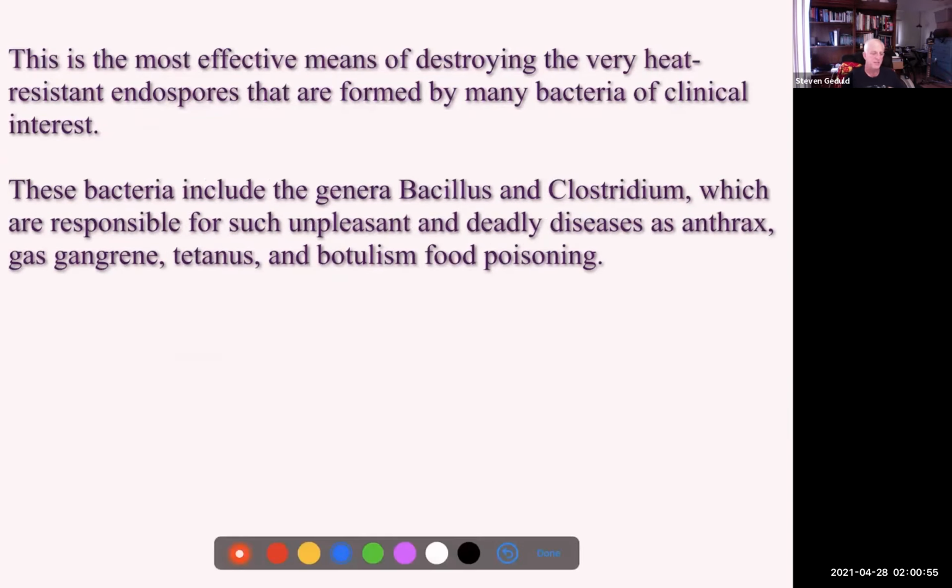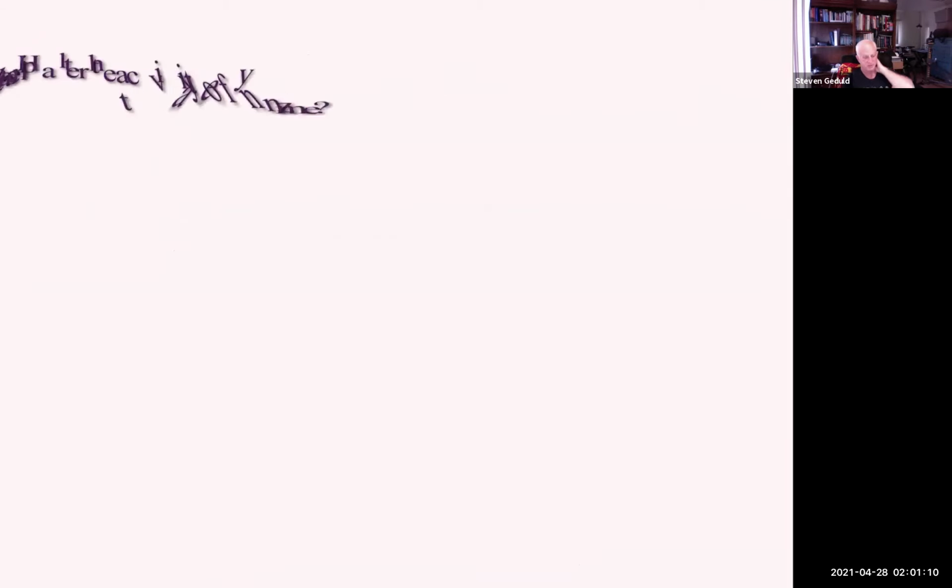These bacteria include the genera Bacillus and Clostridium, which are responsible for unpleasant and deadly diseases like anthrax, gas gangrene, tetanus, botulism, and food poisoning. All those are no fun to get. That's why instruments are sterilized.